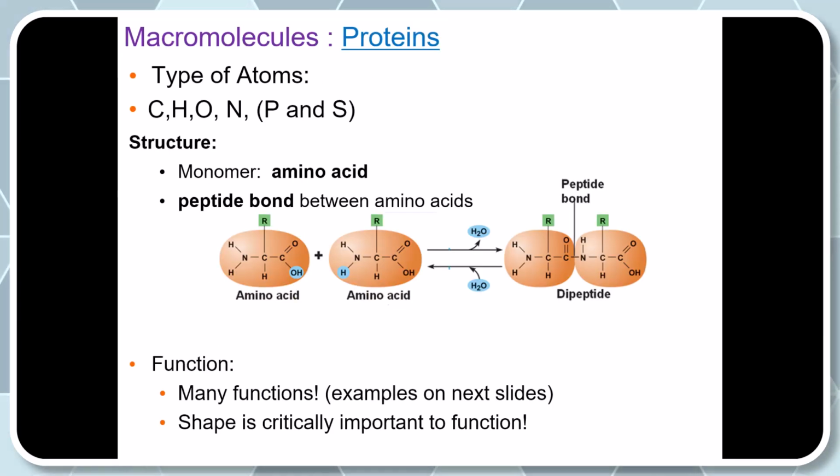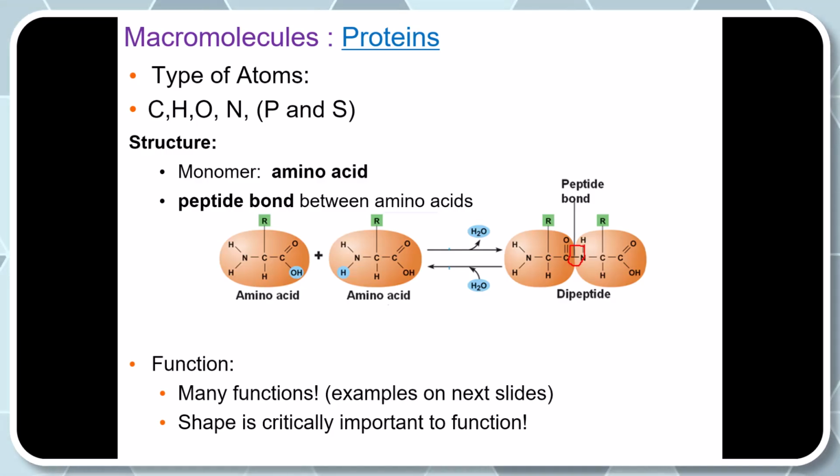So we did carbohydrates, we did lipids, now we're on to proteins. Proteins contain carbon, hydrogen, oxygen, nitrogen, sometimes phosphorus, sometimes sulfur, just kind of depends. The monomer, or the building block of a protein, is an amino acid, and the specific bond between amino acids is called a peptide bond. Technically it's a covalent bond, but it's a special type of covalent bond called a peptide bond.